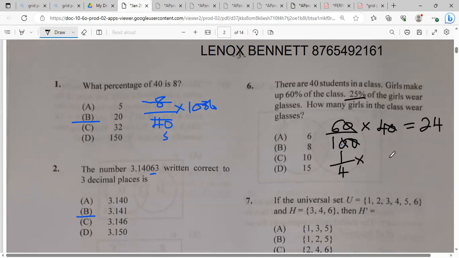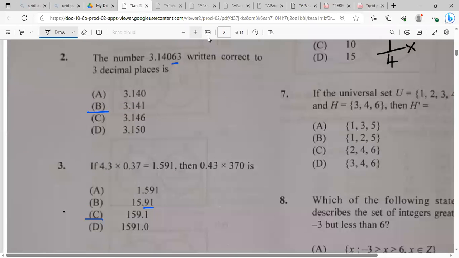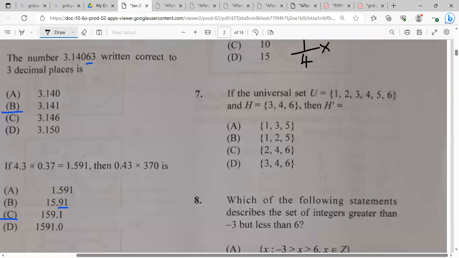This is one that we have repeated over and over, all right? In the universal set, U is equal to 1, 2, 3, 4, 5, 6, and H is equal to 3, 4, 5, 6. Then H prime means what is not in H. So basically, cross off the 3 that's in H, cross off the 4, 5 and 6. So H prime would be 1, 2. So that's B.